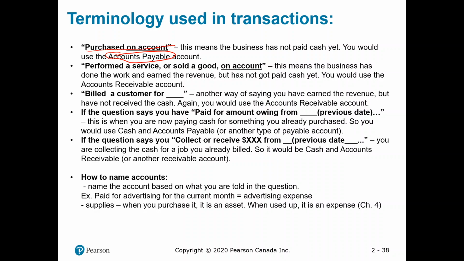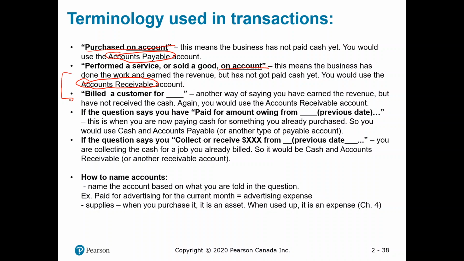If the question says that you performed a service or sold a good, again, on account, now this is the opposite side. You've done the work, you've earned the revenue, but you haven't received the cash yet. So now you would be using the accounts receivable account there. So you're setting that up as a reminder you still need to collect that amount.